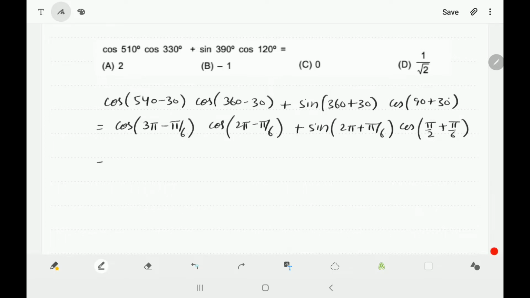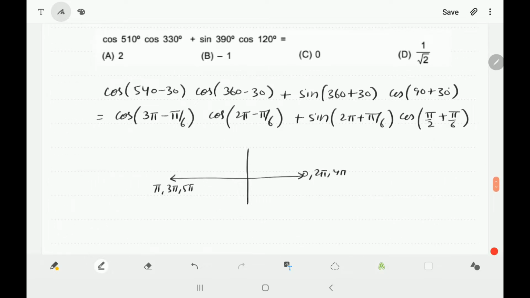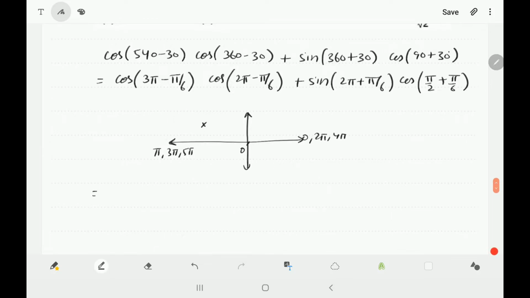Now let's draw the quadrant first. We already know that 0, 2 pi, 4 pi, even multiples of pi come on the line at the angle 0 only, and odd multiples of pi, pi, 3 pi, 5 pi, minus 3 pi come on this line at 180 degrees. So 3 pi minus pi by 6 will be in the second quadrant. We already know all sine, tan, cos, so in the second quadrant, the output of cos will be negative. So it will be minus cos pi by 6.